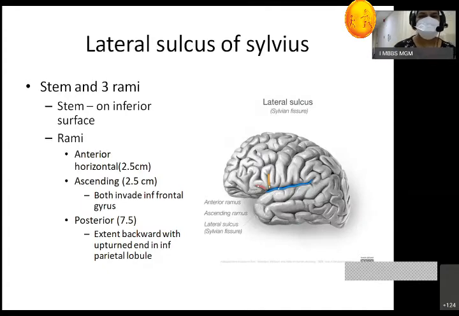Then the second sulcus is called the lateral sulcus of Sylvius. Now this sulcus is easy. It goes straight backward, but it has three rami. One is moving towards the anterior side, called the anterior ramus, which is 2.5 centimeters. One is ascending upwards, so it is called the ascending ramus. While one is going posteriorly, this is called the posterior ramus, which is 7.5 centimeters.